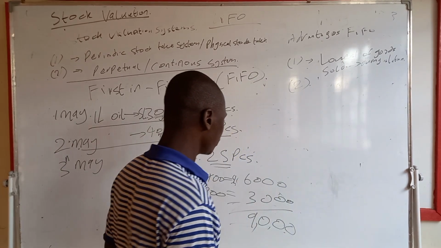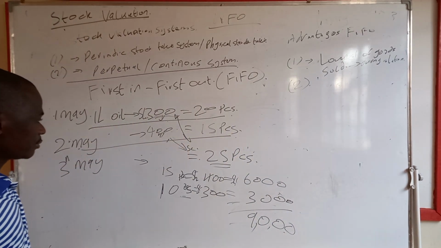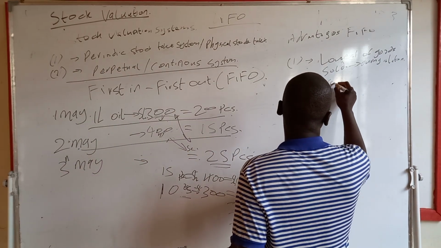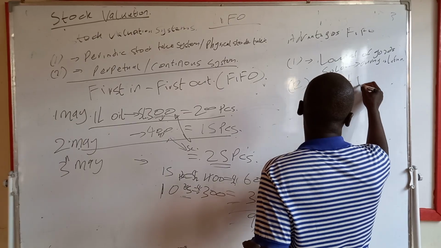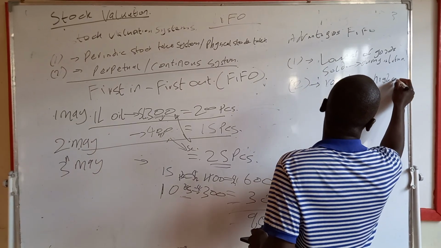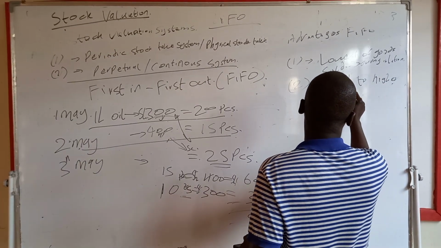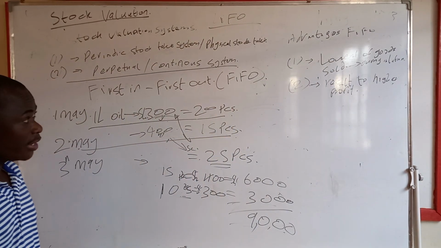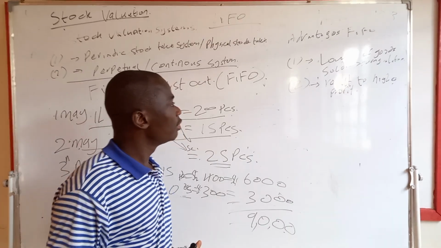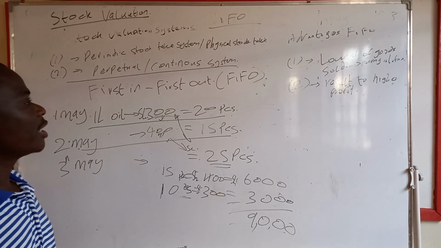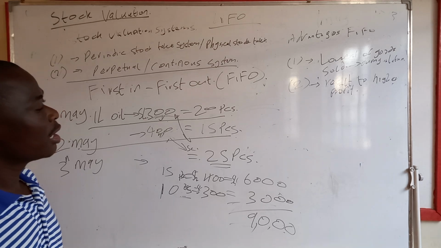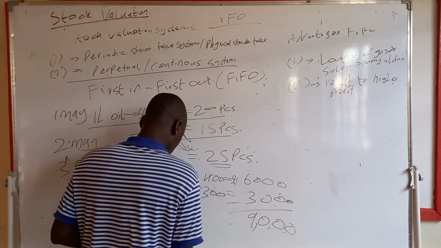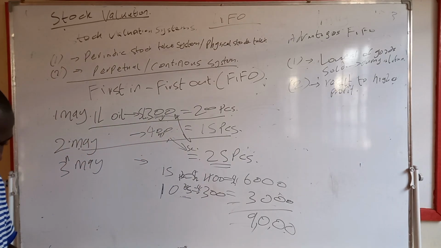Then advantage number two, it results to higher profit. If you have a lower cost of goods sold, then it is very probable that you are going to get higher profit out of your business.